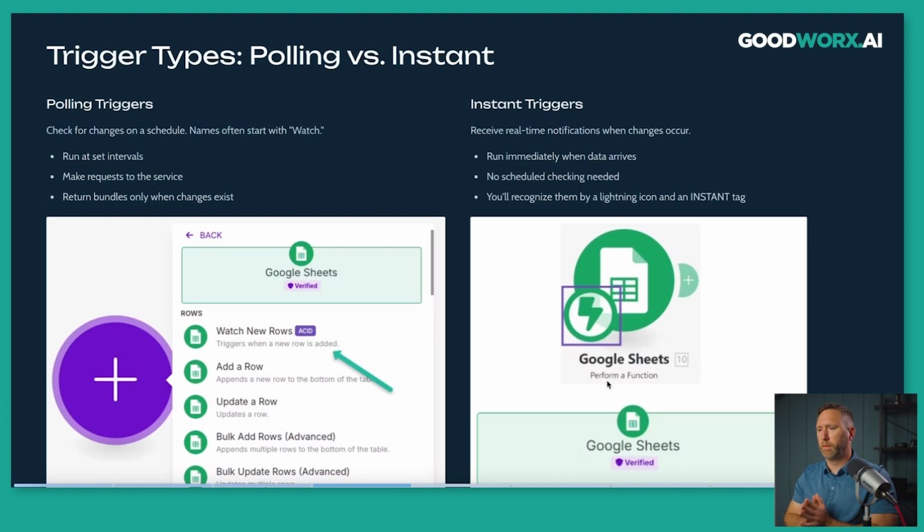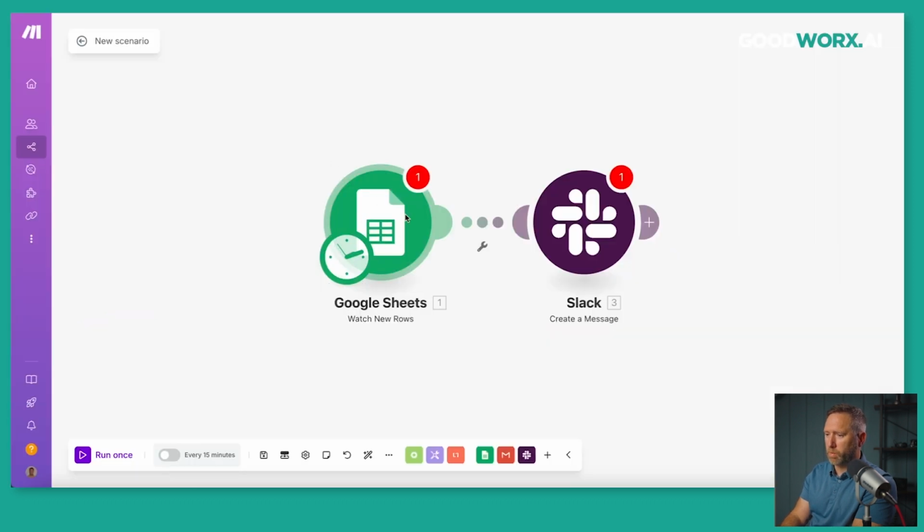Okay, so within the world of triggers, we have two types: polling triggers and instant triggers. Polling triggers watch for changes on a schedule, and they often start with the word watch. For example, this watches for new rows. So this is a polling trigger, so it doesn't happen immediately.